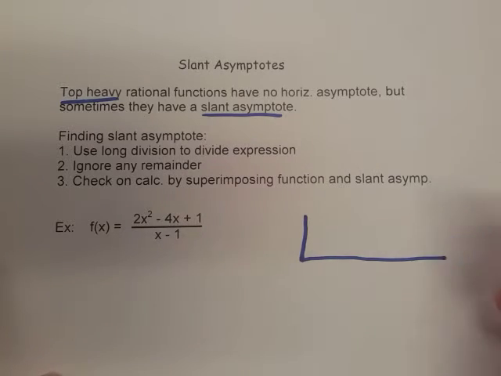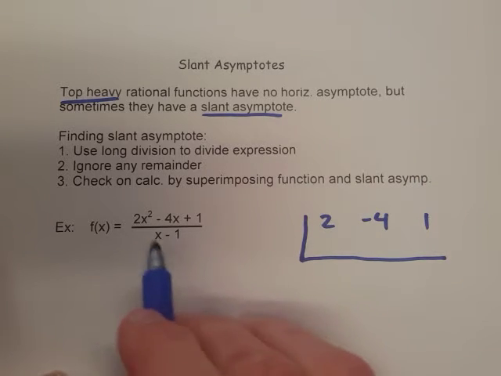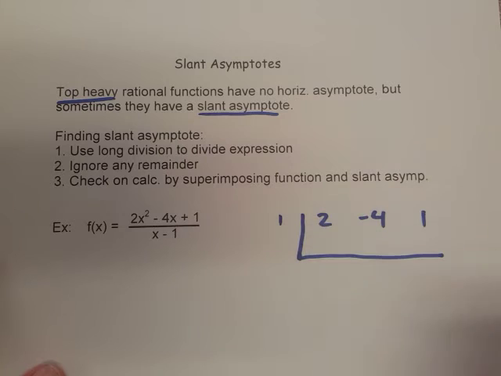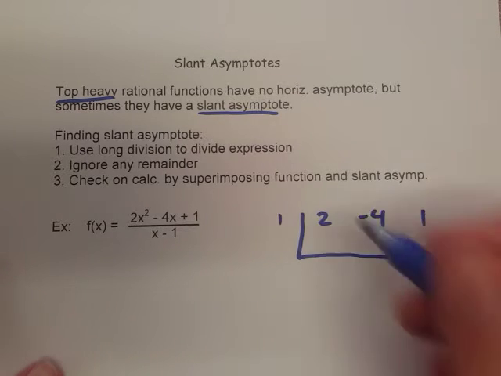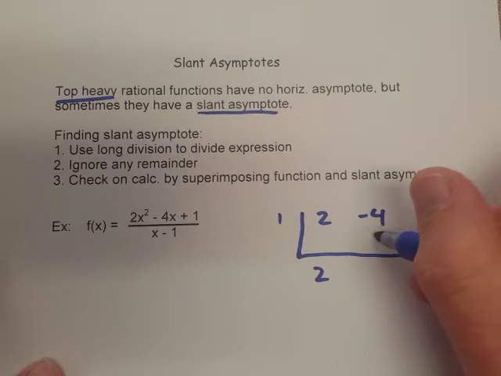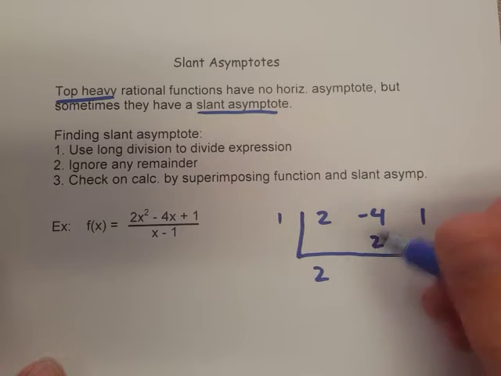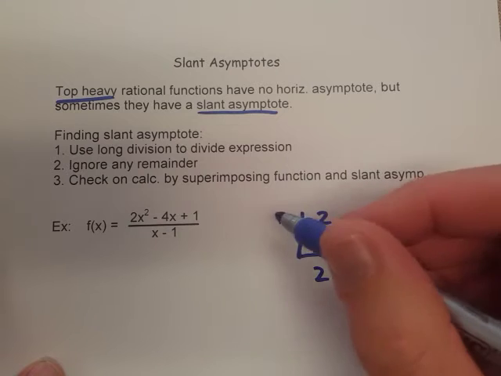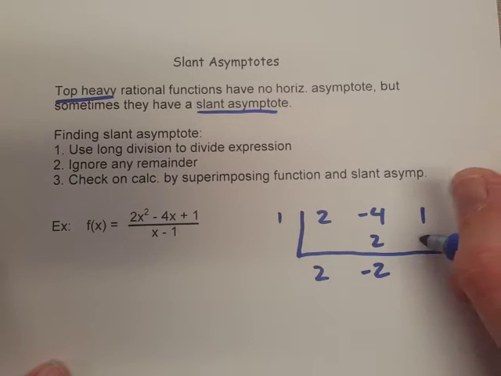I'm going to set this up as synthetic division. I'm going to put the dividend in the middle, so 2, -4, 1, and then the divisor is x minus 1, so that means our k value is 1 on the outside. Bring the 2 down, multiply by 1, that makes it 2 over here, add those, so it gives us -2, then 1 times -2 is -2, add those together, and we get -1.